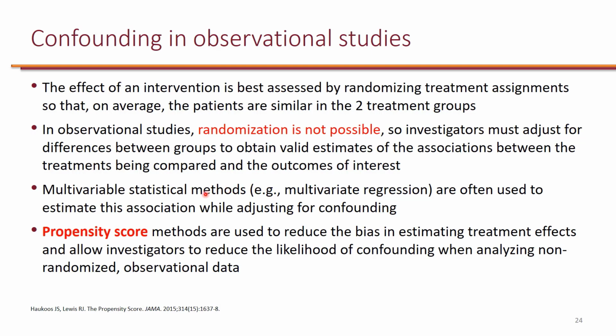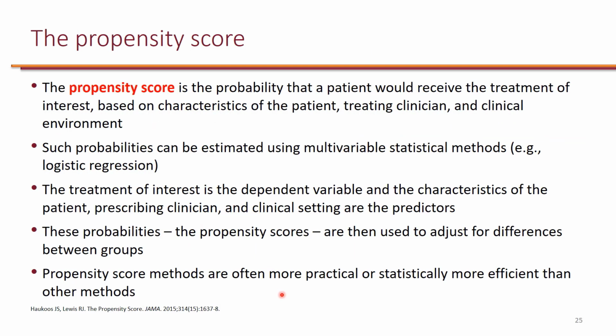Commonly, multivariable statistical methods are used in order to account for this confounding or adjust for this confounding. Propensity score methods can also reduce the bias. Let's take a look at what the propensity score actually is. The propensity score is basically the probability that the patient would get the treatment based on their characteristics or based on the treating clinician's preferences or the clinical environment.